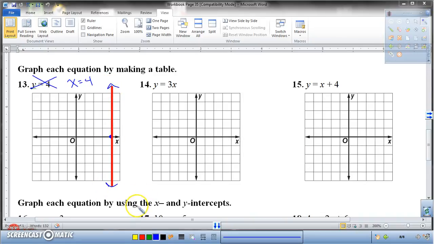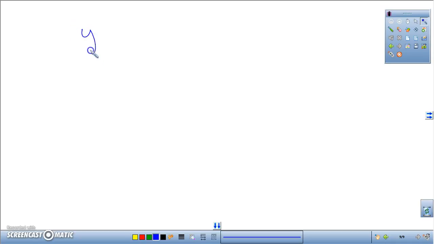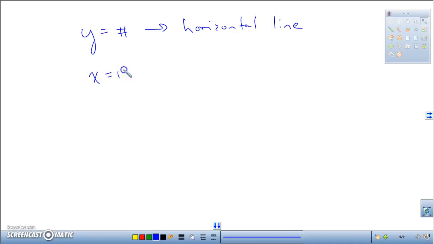Okay, so it might be worth jotting down somewhere in your notes that y equals some number gives me a horizontal line, and x is equal to some number gives me a vertical line. All right, and we will see that again moving forward.